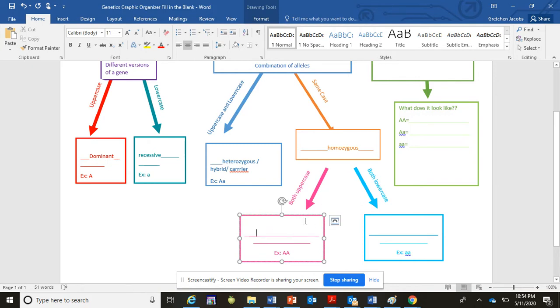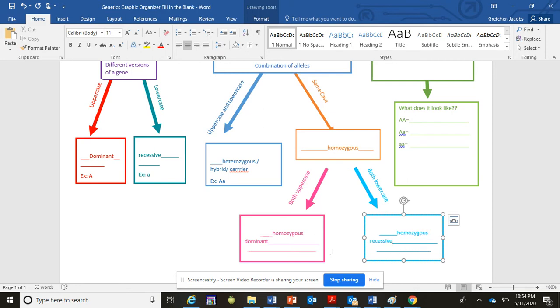So if they're both uppercase, then you have homozygous, and we called the uppercase letter a dominant trait, so homozygous dominant. If they're both lowercase, then it's homozygous because they're the same, and they're both the lowercase letter, so they're both recessive. So this would look like this, and this one would look like this.